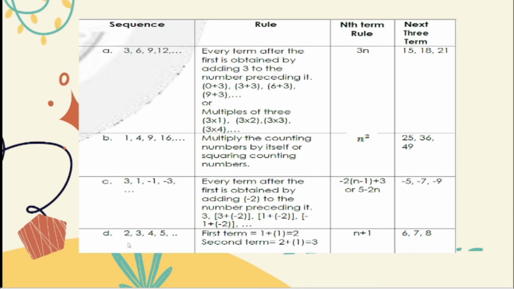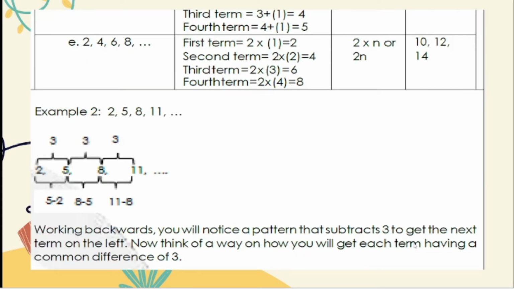For letter D, we have 2, 3, 4, and 5. For the first term, you will add 1. So, 1 plus 1 equals 2, and 2 plus 1 equals 3. Continue like that. Then, the end term rule is n plus 1. And our next 3 terms are 5 plus 1 equals 6, 6 plus 1 equals 7, and 7 plus 1 equals 8. The third term is 3 plus 1, and the fourth term is 4 plus 1.